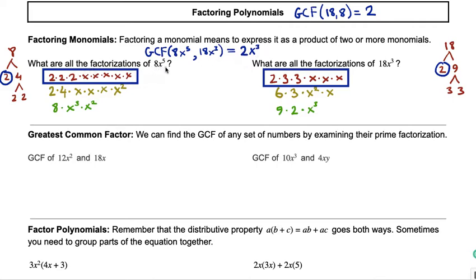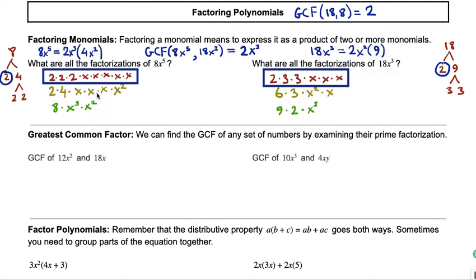And let's see what that means for each one. So 8x to the 5th power can be written as 2x cubed times 4x squared, right? Because 2 times 4 is 8, and x to the 3rd times x squared is x to the 5th, right? Likewise, 18x cubed can be written as 2x cubed times 9, right?